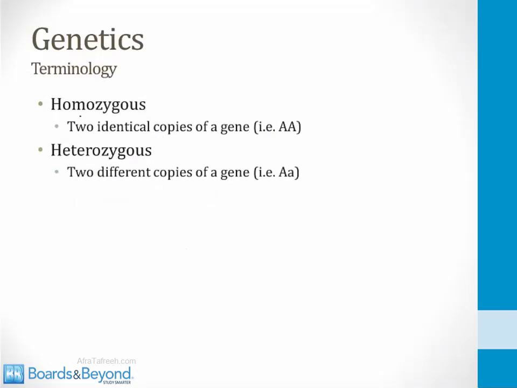When we say a cell or an individual is homozygous, we mean that they have two identical copies of a gene. For example, imagine the A gene comes in two alleles, one we'll call capital A, the other we'll call lowercase a. A homozygous individual could have two copies of the capital A or two copies of the lowercase a version. A heterozygous individual or cell, on the other hand, has two different copies of the gene, such as capital A and little a.